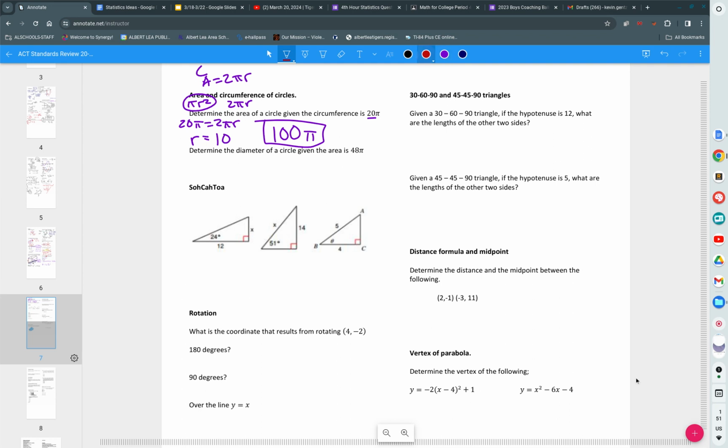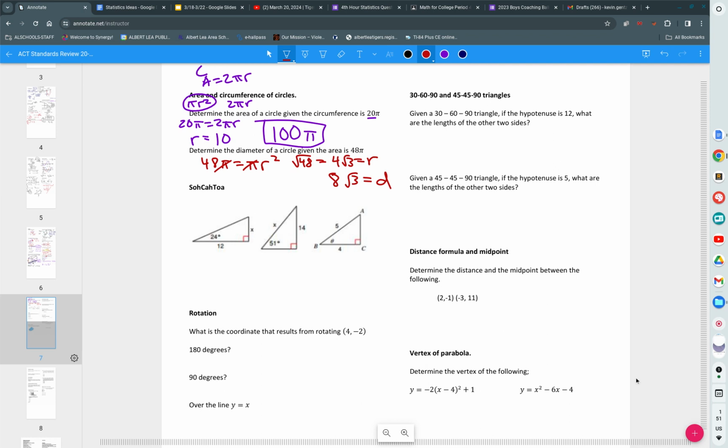All right. So I have 48 pi is equal to pi r squared. Notice when I solve for r, the pi's cancel and I end up with the root of 48, otherwise known as 4 roots of 3. That's equal to the radius. If you're going to double that to get the diameter, we have 8 roots of 3 is in fact equal to the diameter.